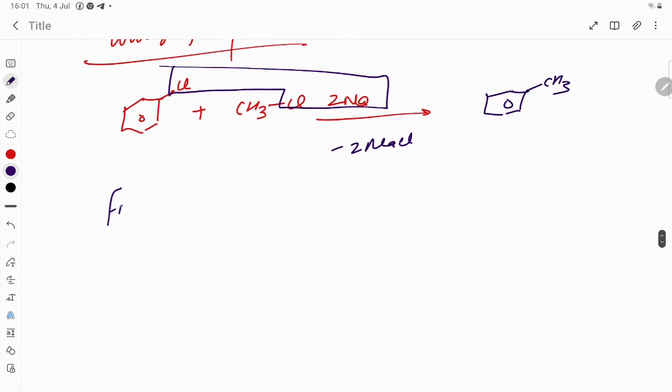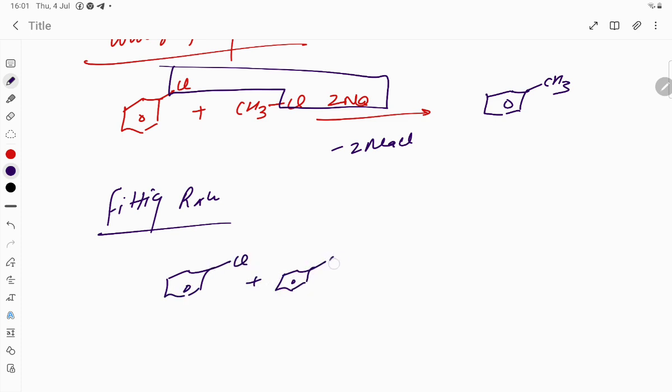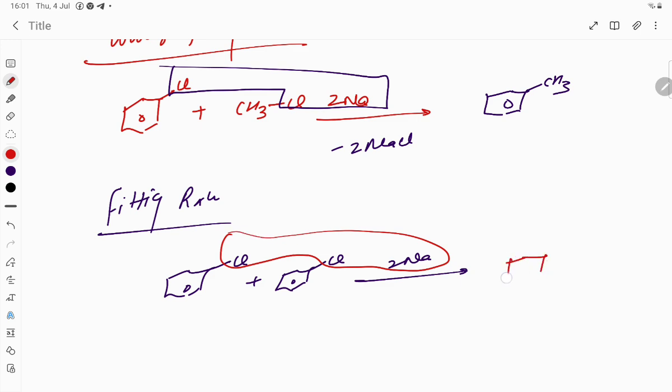Now another is there, student. This is called the Fittig reaction. For the Fittig reaction, student, you take two molecules of chlorobenzene, right, and treat with 2Na, student. So what is going to happen, this is out, and it is going to give biphenyl, right? Biphenyl plus 2NaCl, student.